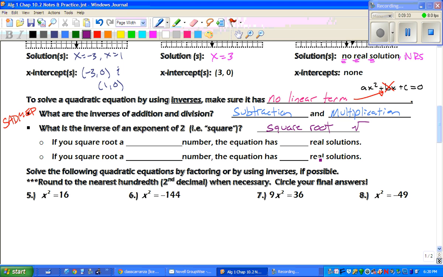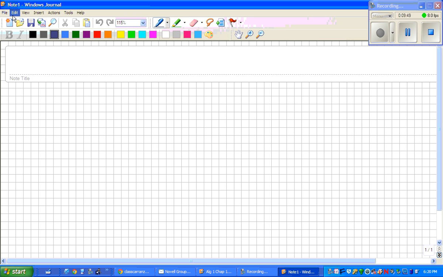Now, question for you. If you square root a positive number, the equation has how many solutions? Okay, so if you square root a number, how many answers does it have? And let's think of this backwards. If we say x squared equals 9, I want to know what is x. So what number times itself gives you 9?